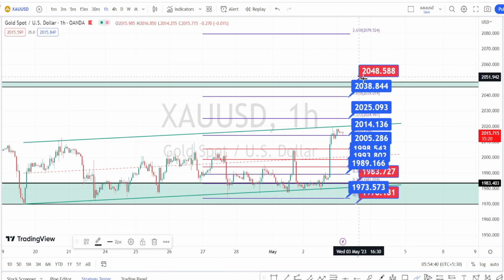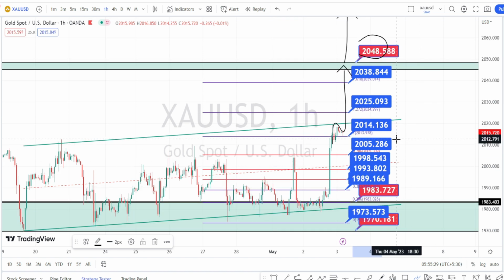And again, as long as the price action is trading below this resistance level of 2048, it will be considered only as a retracement. And once the price action breaks this resistance level of 2048, it will be the start of the bullish trend in hourly time frame also, and next target is going to be around 2079 or 2080.